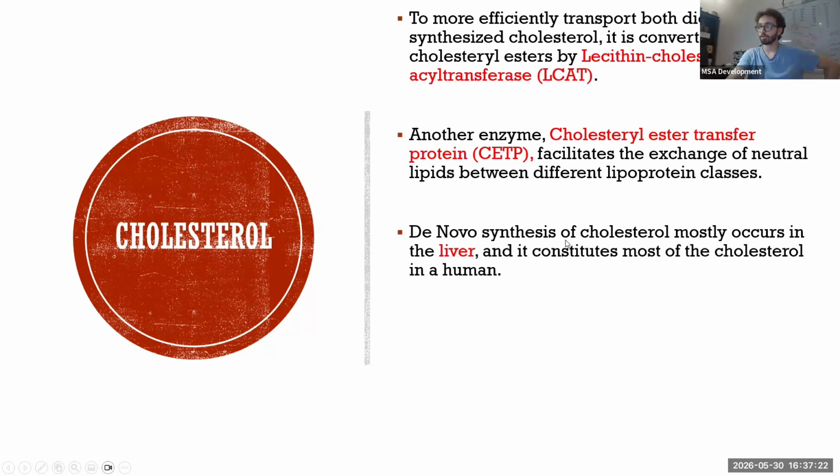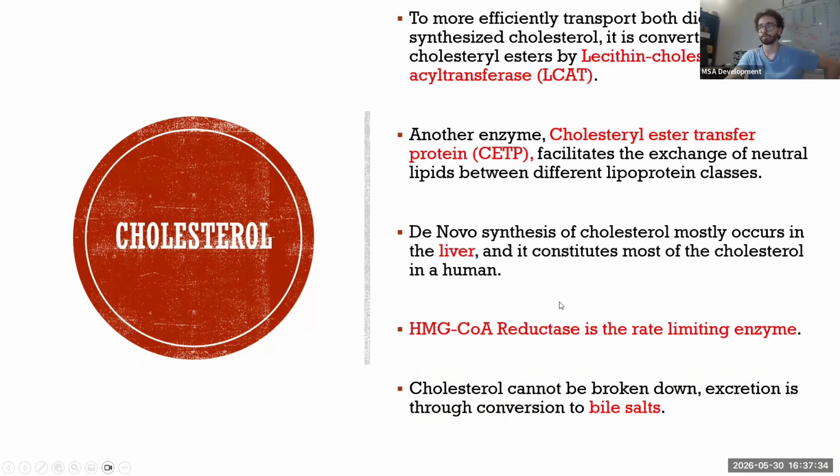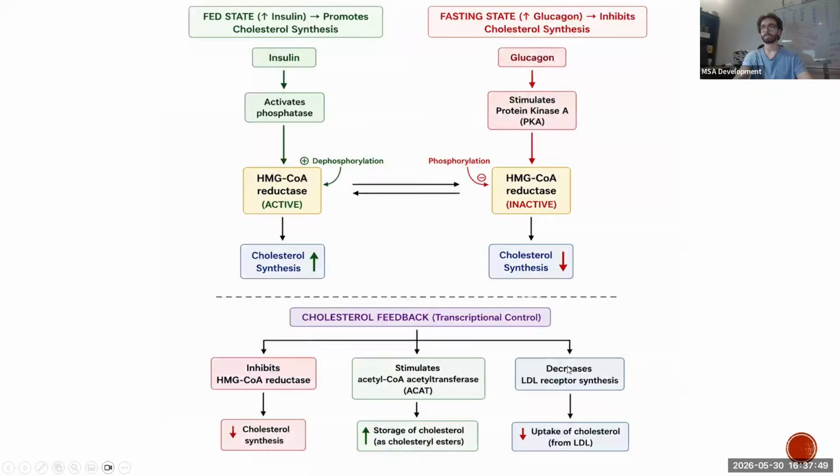طيب, de novo synthesis of cholesterol, where does it happen? In the liver. And as I said, it constitutes most of the cholesterol in a human. And HMG-CoA reductase is the rate-limiting enzyme, the most important enzyme in all of this. طيب, طبعا cholesterol in itself cannot be broken down. It has to be transformed into bile salts, and then these bile salts will be excreted. So just know this. It's very, very important.